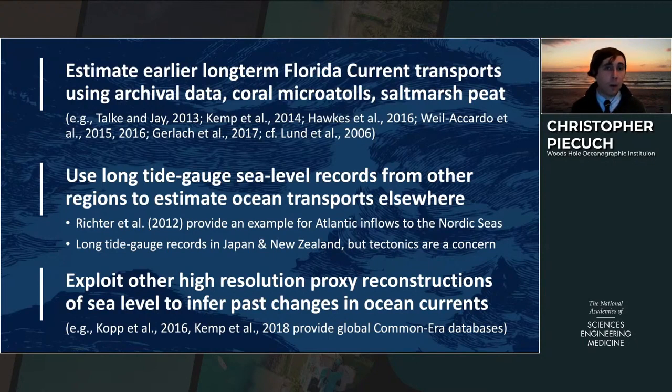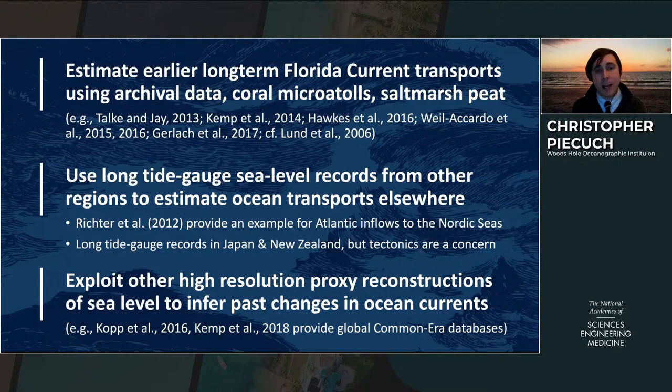One is to recover old archival records, such as exemplified by Stefan Talka. Another is to use high-resolution paleo proxies, as I hinted to a moment ago, for example, from salt marshes or coral microatolls. And this would allow us to test an earlier hypothesis based on delta O18, so oxygen isotopes, that the Florida current strengthens coming out of the Little Ice Age. I spend a lot of time talking about the Gulf Stream, but there's nothing special about that in the sense that we can do this kind of study elsewhere.